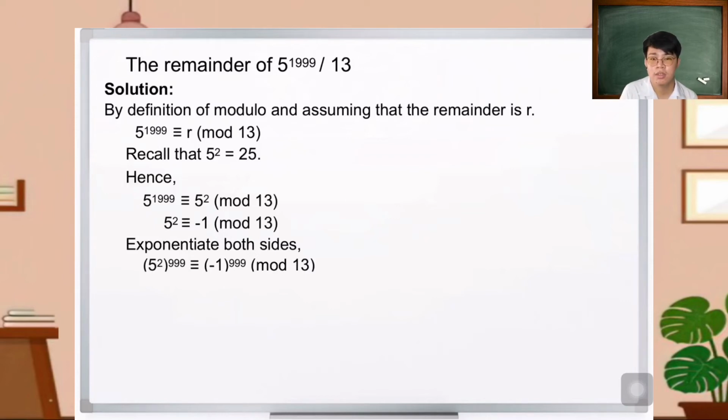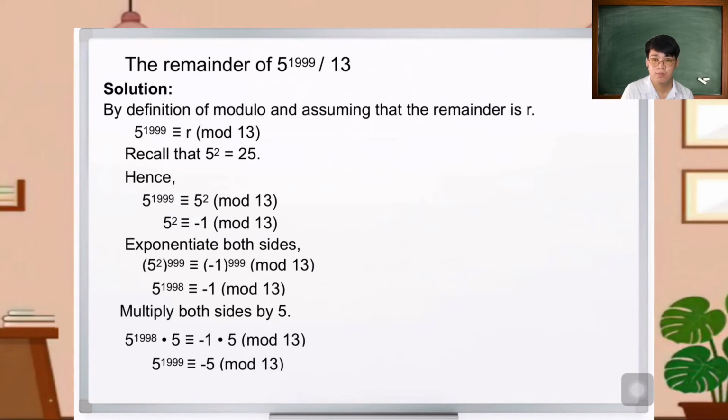We will get 999 by dividing 1998 by 2. Observe that negative 1 raised to 999 is still negative 1, as predicted by its odd exponent. Multiply both sides by 5 to make it 1999. We have now 5 raised to 1999 is congruent to negative 5 modulo 13.